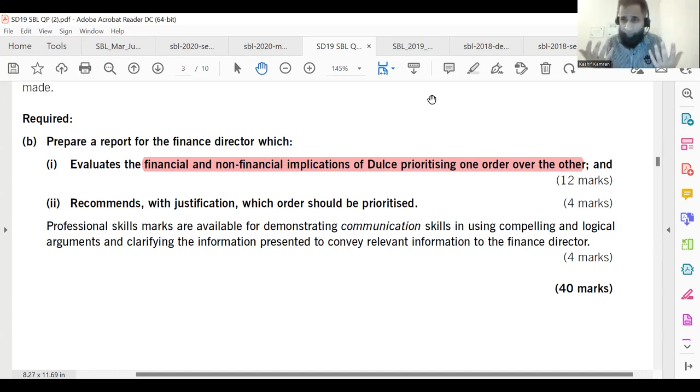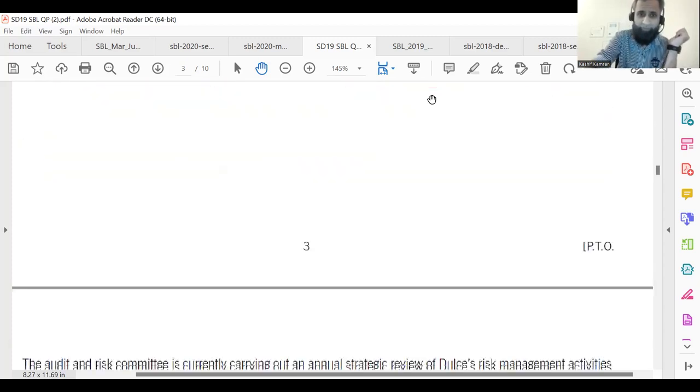Now, can you be prepared on it? Can the BPP and Kaplan book or a class lecture or reading an article help you here? No, because you need to look at the situation of Dulce. You need to look at Dulce prioritizing one order over the other from a case study, and speak of its financial implication, monetary implication, and the non-monetary implications. You cannot do anything here in terms of learning. I hope you agree with me.